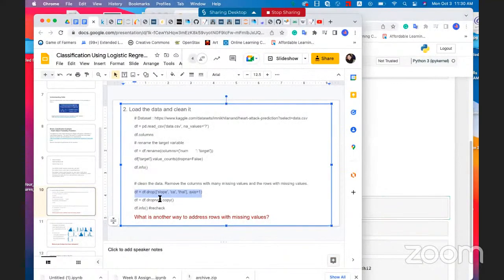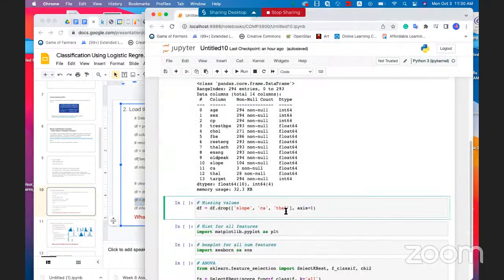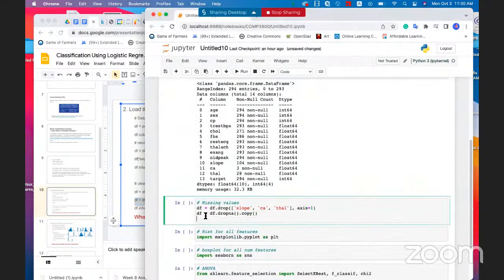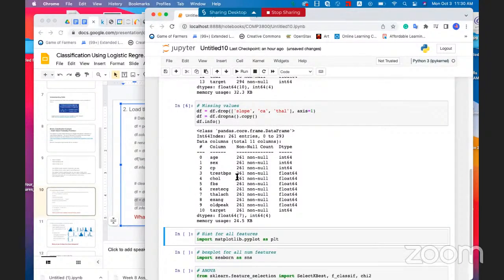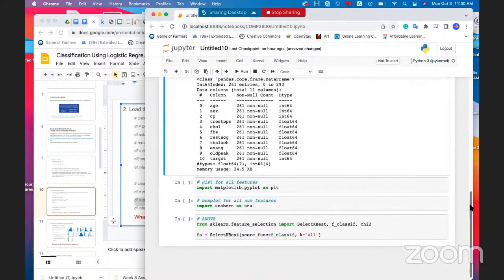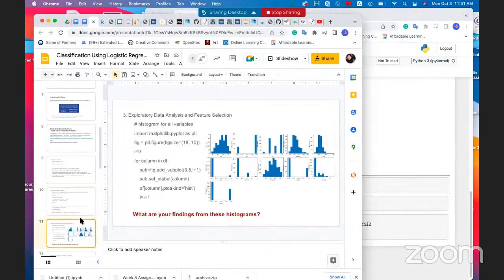So here I dropped the rows with null values. Okay. And now if we check this again, it still has 261 entries, but all the variables have values now.